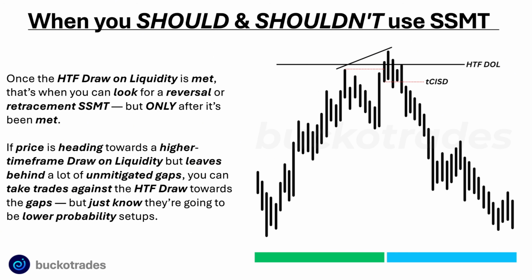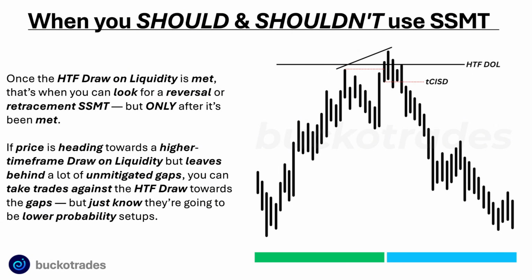So let's say, for example, price opens up, expands heavily to the upside, but we know that price is heading for buy side liquidity. If we form the characteristics of a real sequential SMT, just ignoring the fact of the higher time frame draw, you can sometimes take that short towards the unmitigated gaps, because price won't automatically just expand all the way towards the draw on liquidity. It will retrace before that happens.